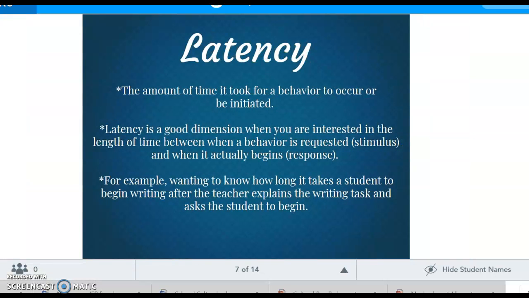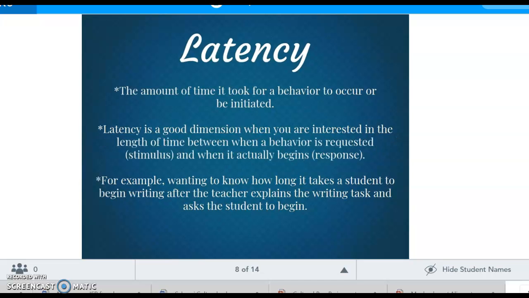Another dimension is latency. This is the amount of time it took for a behavior to occur or be initiated. Latency is a good dimension when you are interested in the length of time between when a behavior is requested, which is the stimulus, and when it actually begins, the response. For example, you might want to know how long it takes a student to begin writing after the teacher explains the writing task and asks the student to begin. This would be measuring latency.